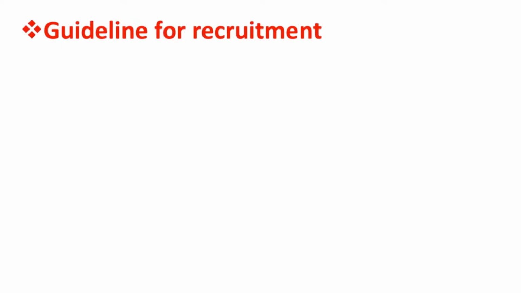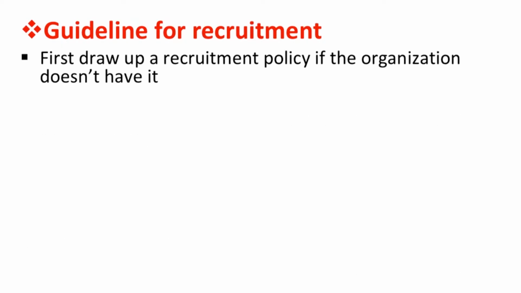Let's look at the guidelines on how we can recruit. The first guideline on how to recruit: we first must draw up a recruitment policy. Remember, we spoke about policies. We said another factor that influences the recruitment process is the internal versus the external policies. So we must first draft the recruitment policy.